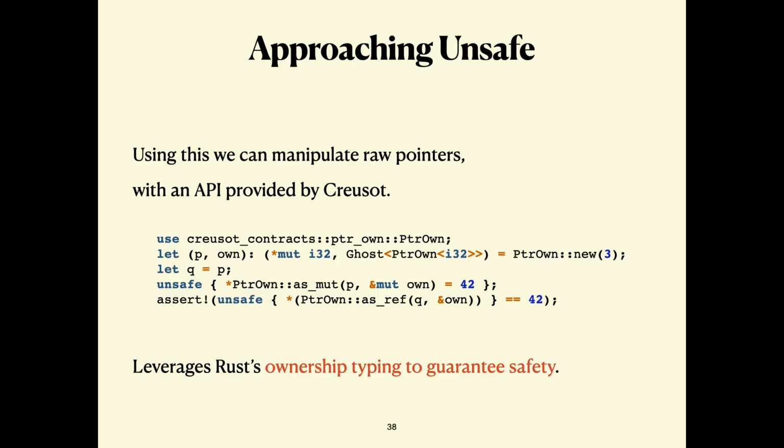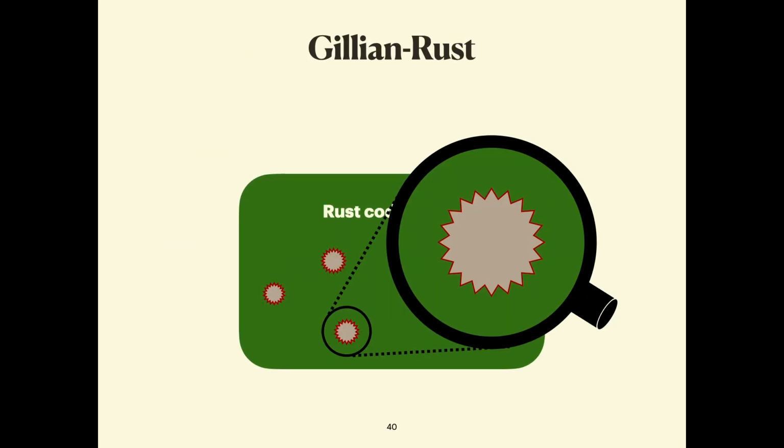Regarding the integration of Gillian and Rust, one of the challenges is that sometimes undefined behavior could occur outside of an unsafe block. Is there anything that you guys do to handle this case?